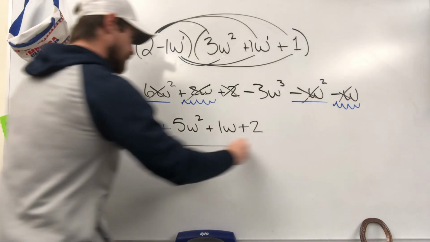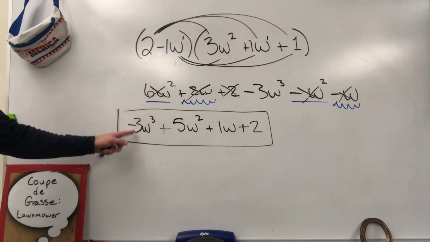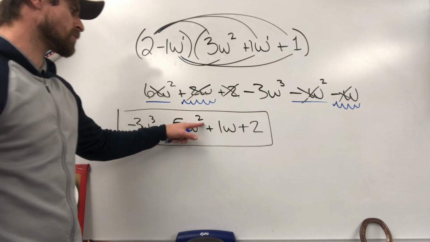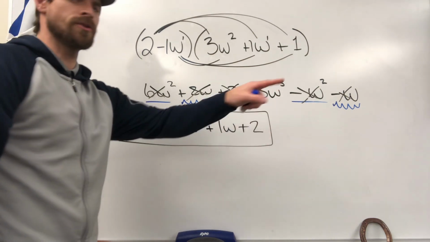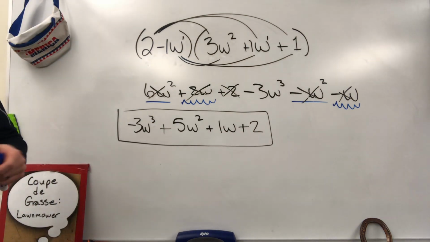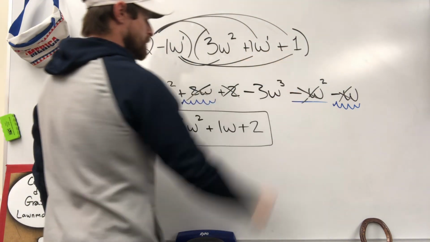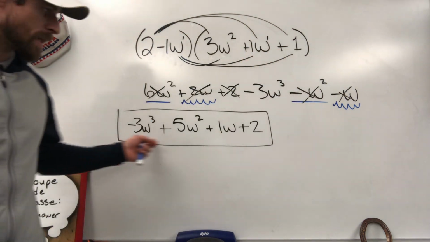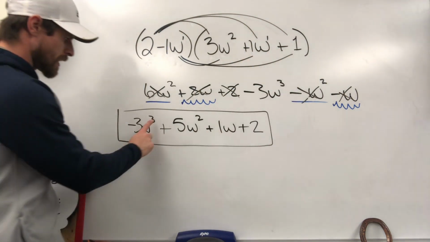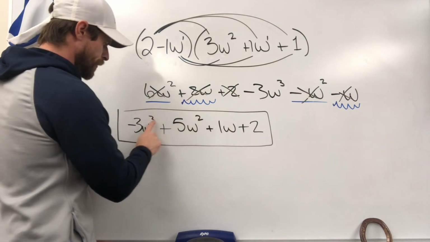And here's our final result. We got a polynomial. Negative 3w cubed plus 5w squared plus w plus 2 would be our product after multiplying the binomial times the trinomial. This is written in standard form because our exponents are high to low, 3, 2, 1.